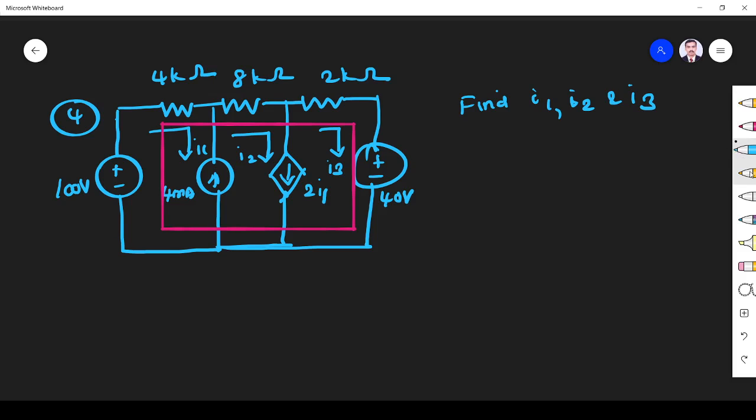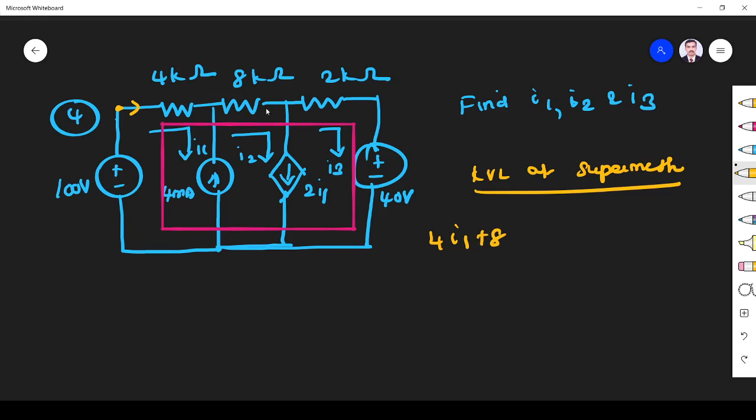Now we apply KVL at the supermesh. We have only the supermesh. So KVL at supermesh, right? So what happens here? Let us start from here. Here current flowing is I1, so 4 I1. Next, in this branch the current flowing through the 8 kilo ohm resistor is I2. Here 2K, so 2 I3. Then the current encounters the plus terminal, so plus 40.